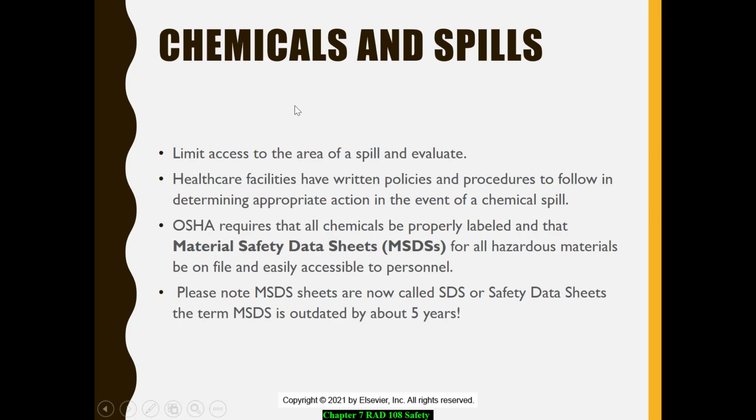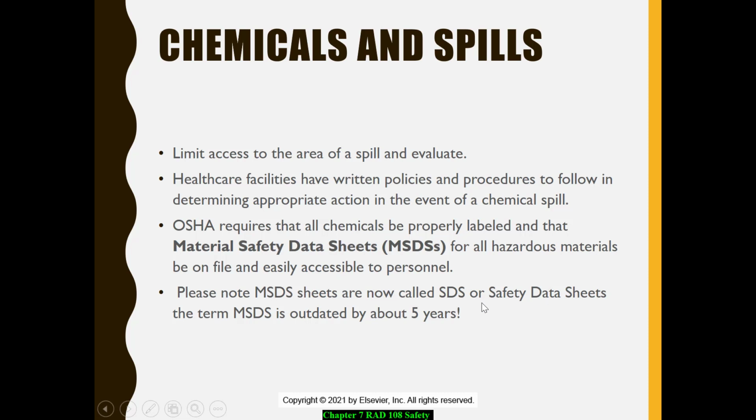There are also times where there might be chemical spills. This is where those material safety data sheets come into play. MSDS sheets will be available in every department. Anytime you have any chemicals, they are required by law to have an MSDS sheet. Your MSDS sheets will tell you what to do in the event of a chemical spill, and it will explicitly tell you the steps that you need to take with this particular hazardous material.